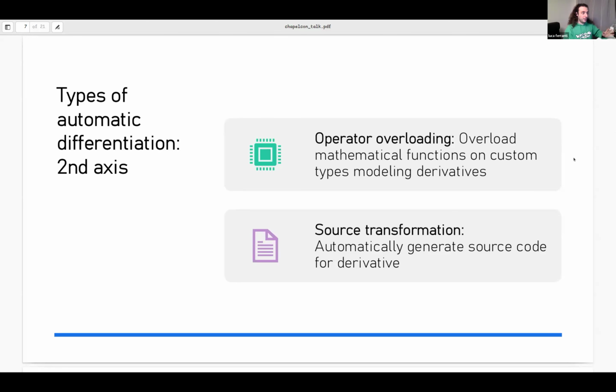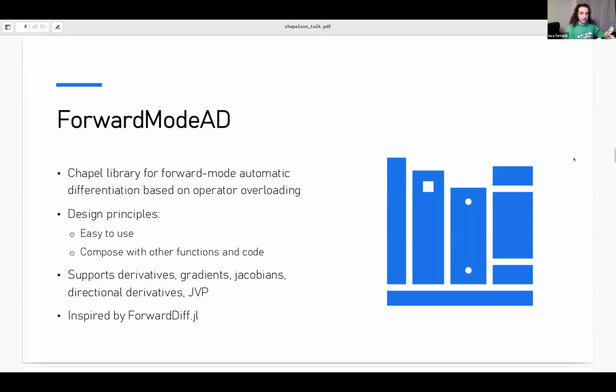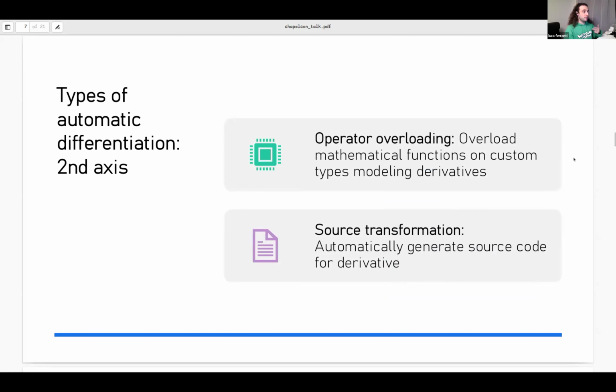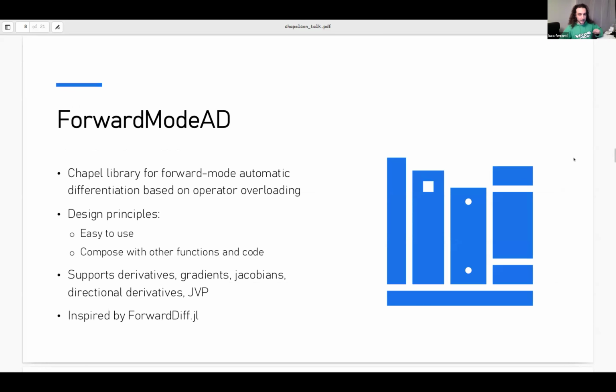Okay, so this was a very short overview. Now let's talk about the two implementations that I have so far in Chapel. The first one is ForwardModeAD, a library which I wrote in Chapel. It is fully in Chapel and does forward mode automatic differentiation based on operator overloading. So in our matrix, we have forward mode, so we compute from inside out, and operator overloading.